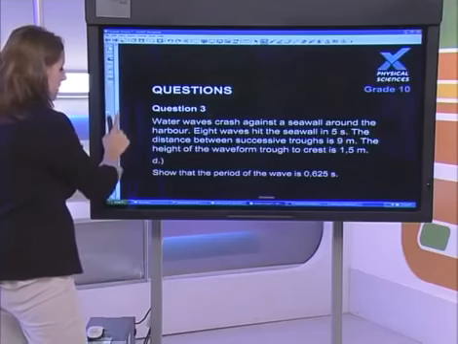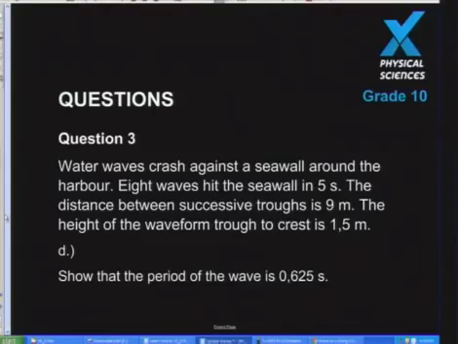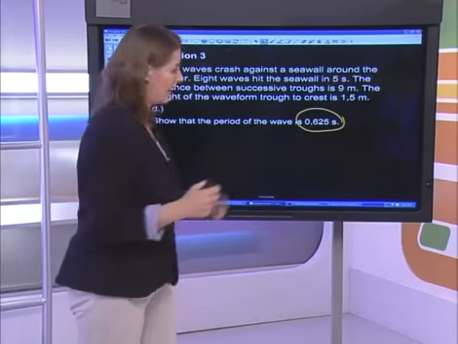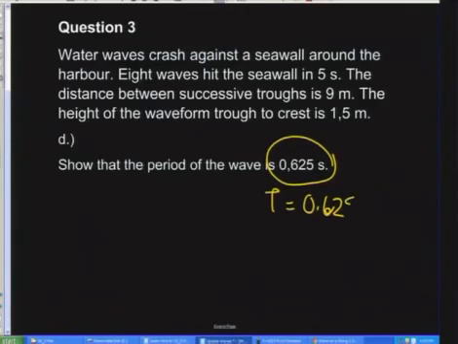Let's continue. Remember I said we've got lots of sub-questions to this. Show that the period of the wave is that value. Now, you cannot use that value in your answer. You've just got to prove it's that value. So your final answer should be that T is equal to 0.625 seconds. How do you do that?